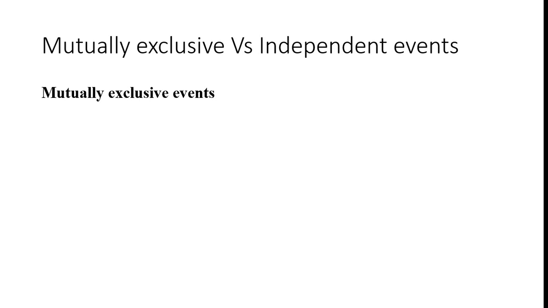Let's assume rainfall. When rain is falling, we don't expect the sun to be shining. Though in some circumstances we have such a thing happening, the actual case is that when rain is falling, the sun will not be shining. So those kinds of events, we call them mutually exclusive events.